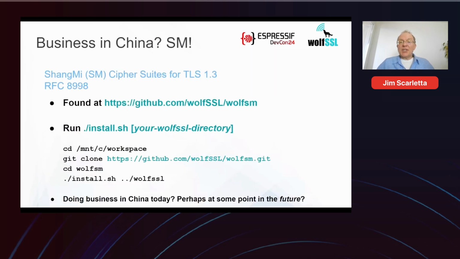And so perhaps you're doing business in China. We support the SM ciphers, if you haven't heard of them. They're a suite of cryptographic algorithms that are widely used in China. wolfSSL added SM cipher support in 2023, and the core wolfSSL library can support the SM ciphers with the install script you see on the screen. So the SM ciphers are in the wolfSM repository, and you just run an install script pointed at your wolfSSL directory, make some configuration changes, and you're ready to go.